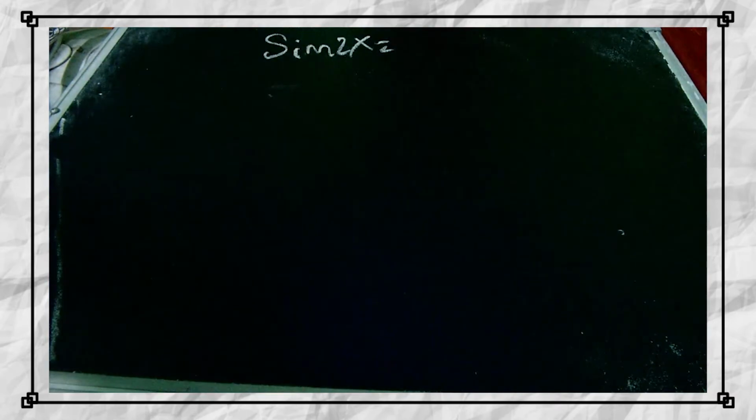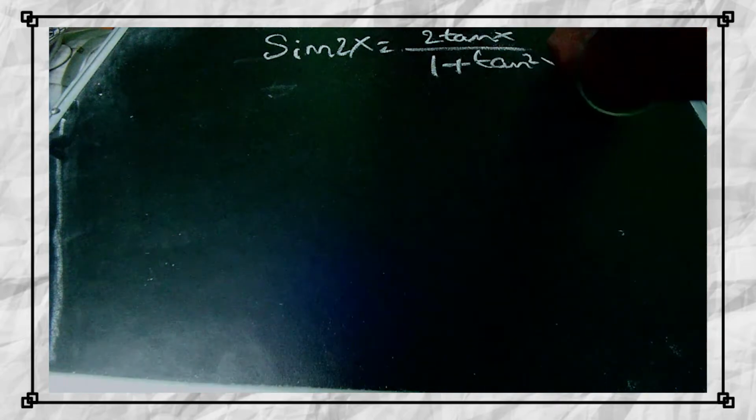So this was the derivation of the formula tan 2x equals 2 tan x whole divided by 1 minus tan square x. Now we will see what will be the value of sin 2x in terms of tan x. So the value of sin 2x in terms of tan x is 2 tan x by 1 plus tan square x. Now let's see how this happens.